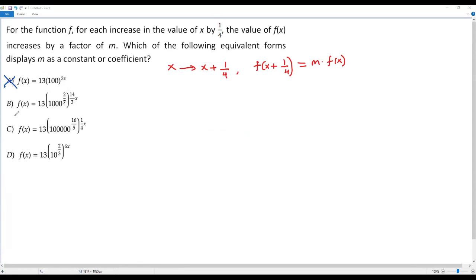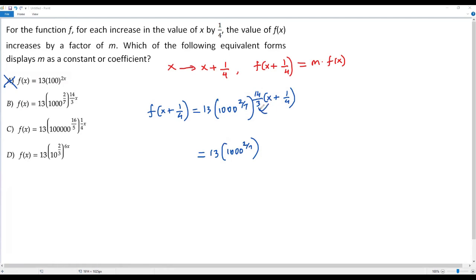Now let's check the function f of x in answer choice B. We plug in x + 1/4 for x. That is, f of x + 1/4 equals 13 times 1000 raised to the power of 2/7 to the power of 14/3 times (x + 1/4). Now let's do some simplification. We can distribute this 14/3 to the x and the 1/4. Then I'm getting 14/3 times x. When I multiply 14/3 and 1/4, I am getting 7/6 after simplification.